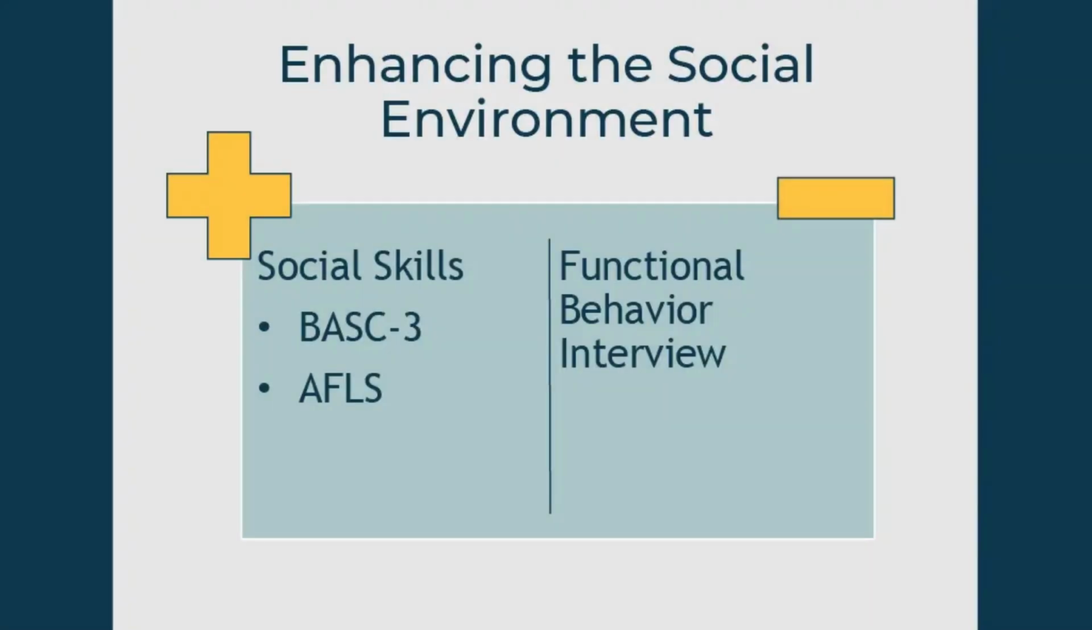To improve the social environment, consider using tools like the BASC-3, Vineland, or even an AFLS to assess the student's social, communication, or emotional regulation skills. Collect input from staff or peers to identify social triggers, such as bullying or isolation. Use this information to determine what skills need to be taught and reinforced. Understanding the student's social needs helps prevent behaviors that result from miscommunication, frustration, or social confusion.